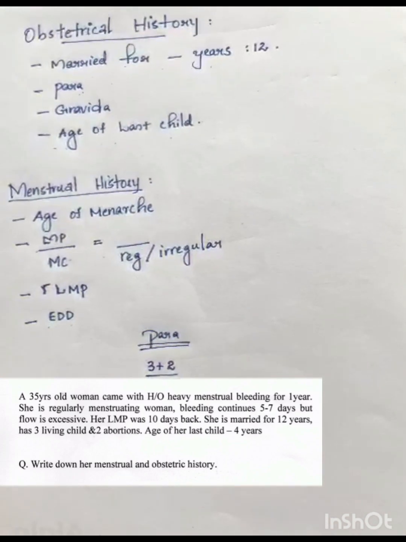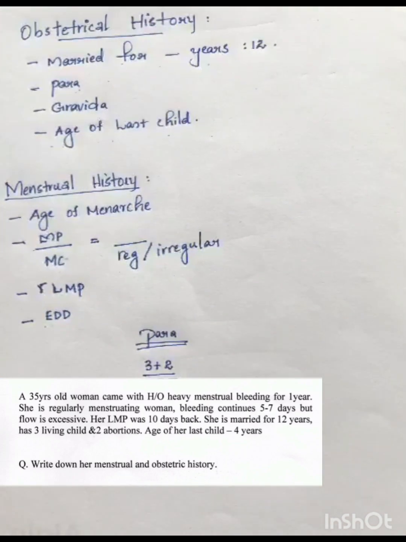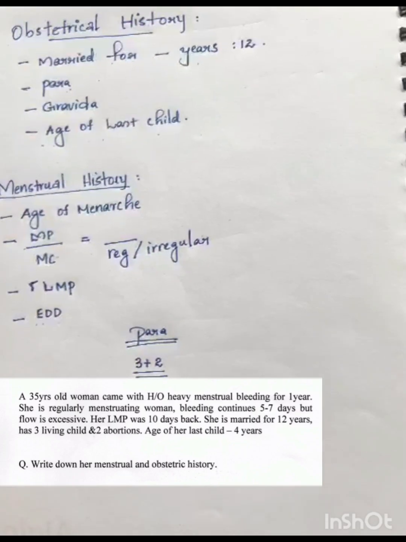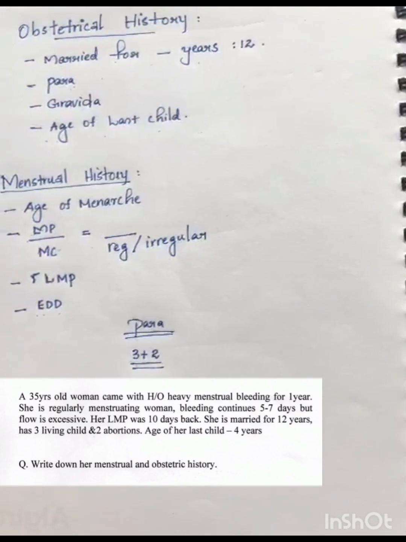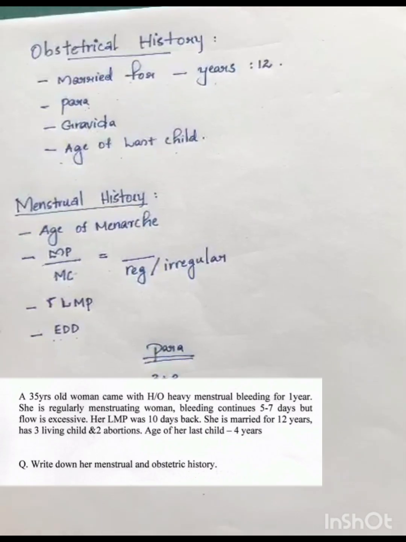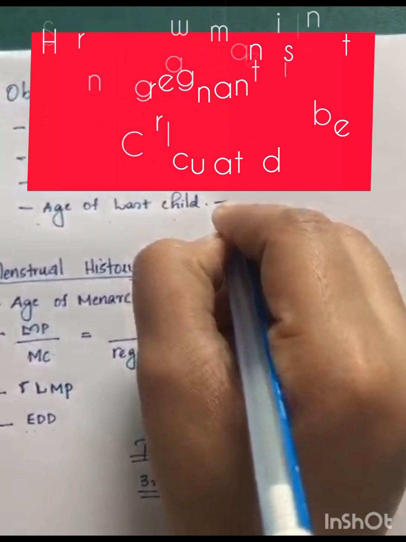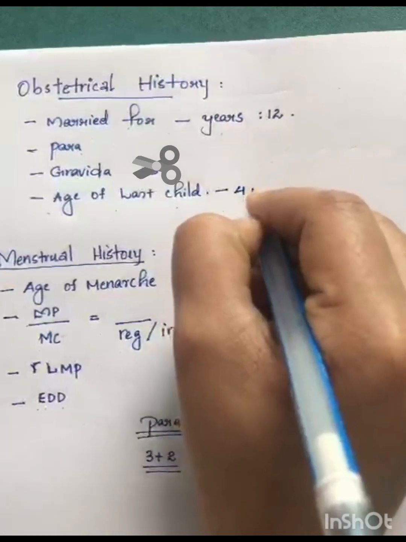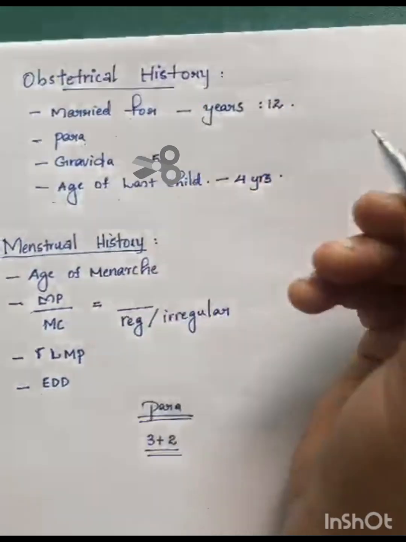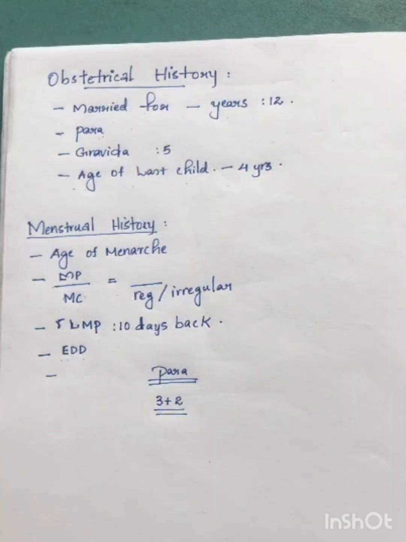And gravida. Gravida is the number of conceptions irrespective of the duration and site, including the present one. And the age of last child is 4 years. So we completed the obstetrical history.